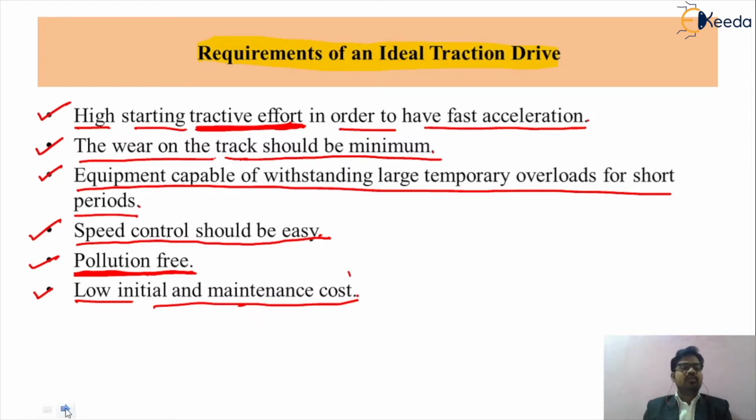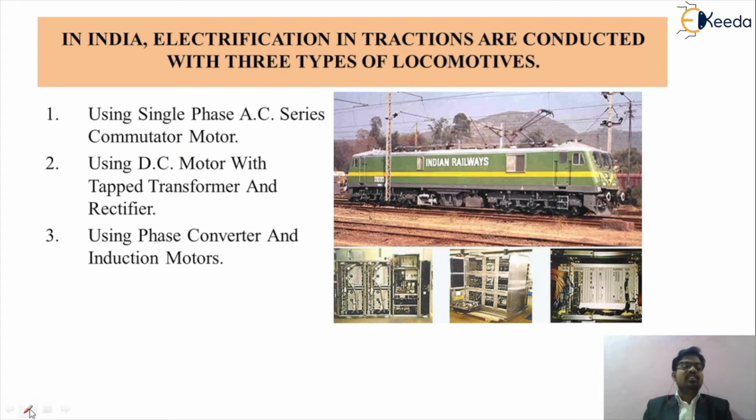Now friends, we have to understand what different systems we are using in India, because while understanding the concept of the traction drive, we have to take the very important application of traction drive in the Indian Railway. So in India, the electrification of traction is conducted with three types of locomotives. This is one image of a locomotive, in which we are using different types of motors connected here for driving that particular load. So there are three basic systems that we are using.